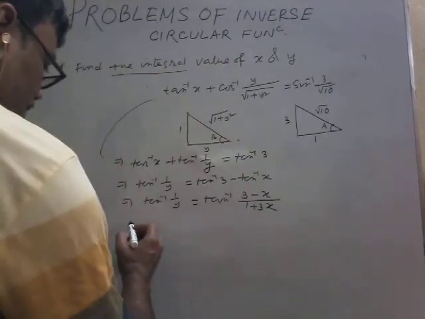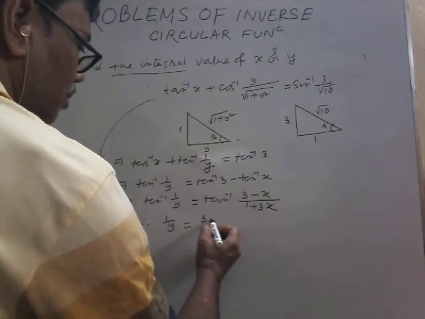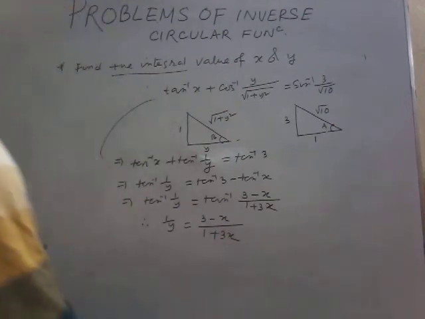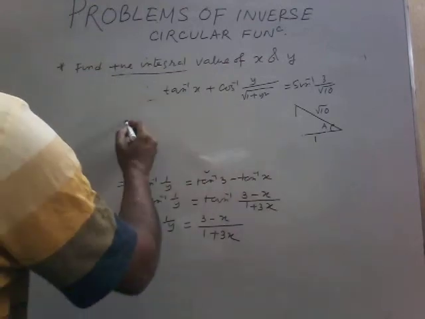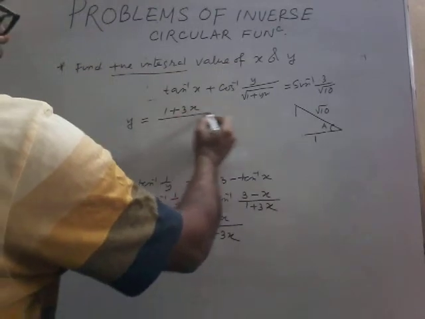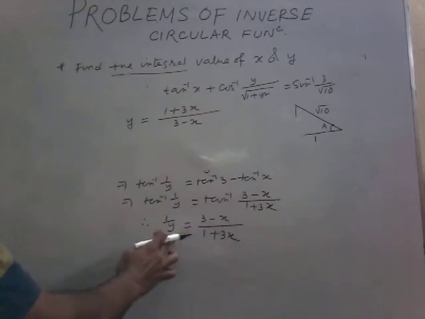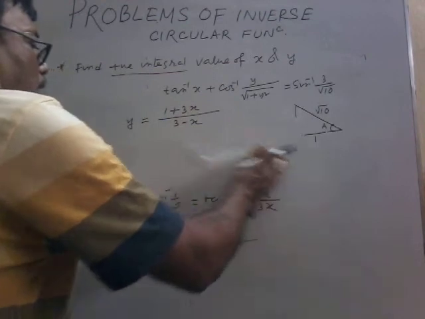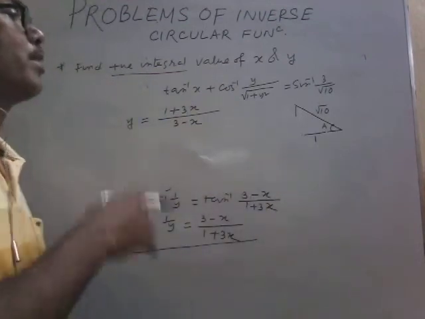So tan inverse cancels. Therefore 1 by y equals (3 minus x) by (1 plus 3x). So finally, what we are getting is y equals (1 plus 3x) by (3 minus x). This is 1 by y. So what is y? This is our y. Now look at the language: find positive integral values of x and y.